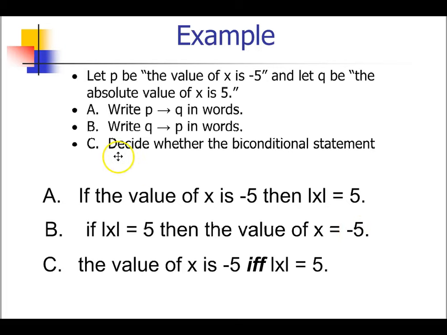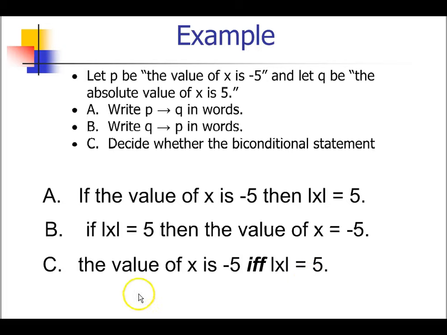Okay. And then the biconditional statement would be something like: the value of x is -5. And this is not a misspelled word. That's the way we represent if and only if. Instead of having to write that all the way out, mathematicians use this symbol IFF, usually italicized, to say if and only if the value of x is -5, if and only if the absolute value of x equals 5.